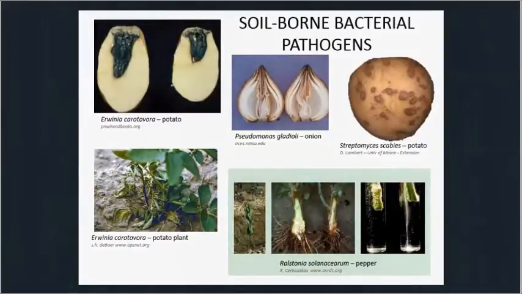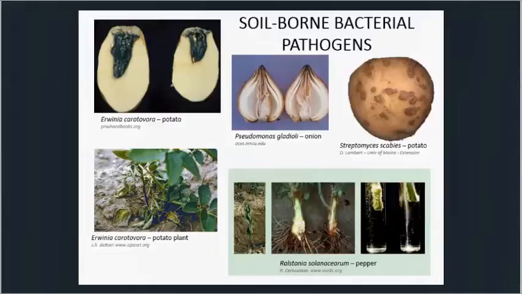Here are some examples of what you're going to see as far as Erwinia, if you haven't seen it in your garden. Of course, in the upper right-hand corner is the Streptomyces of the potato, which we can see on a regular basis as common scab. Down at the bottom is the Ralstonia on the pepper.